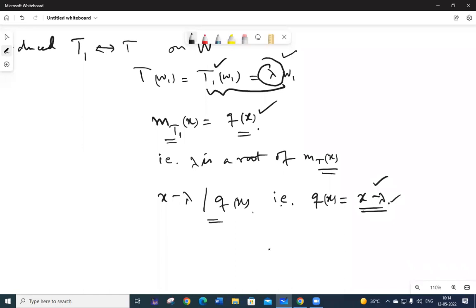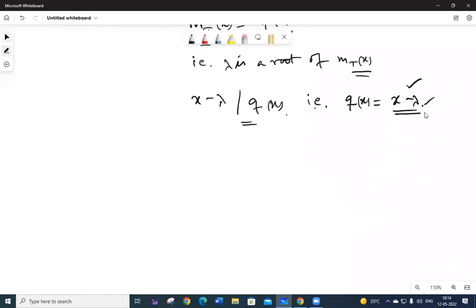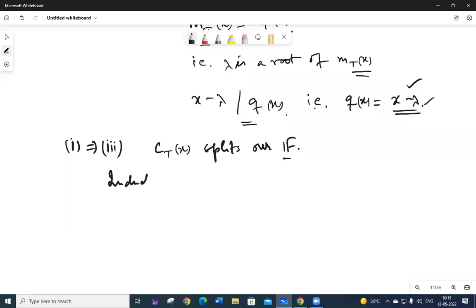Now we have to prove 1 implies 3. So what is 1? 1 was that CTX splits over F. We are to prove now that T is triangulable. So we shall be using induction here. Induction on N, which is the dimension of V.